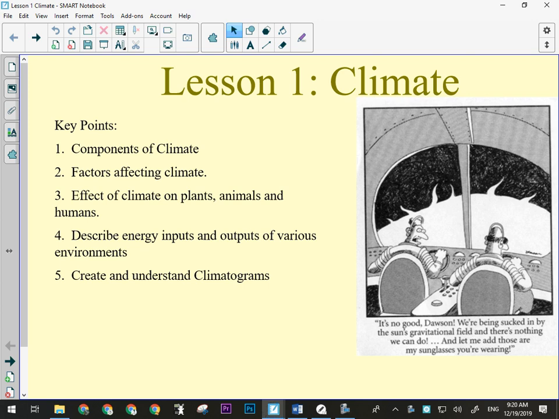So, what we need to go over today is climate. What it is, what are the components of it, so what would we consider to be part of climate, okay, and then we're going to look at the factors that affect it, okay, why climate in Calgary or Okotoks is different than the climate in Vancouver or St. John's, Newfoundland or something like that, okay.